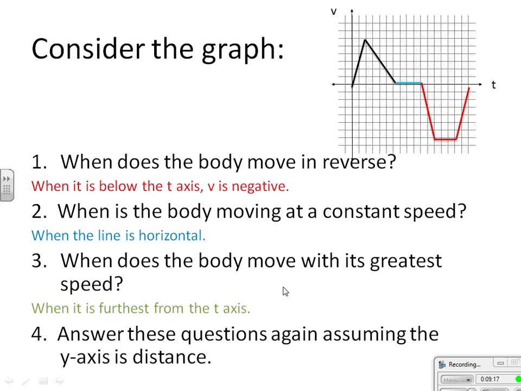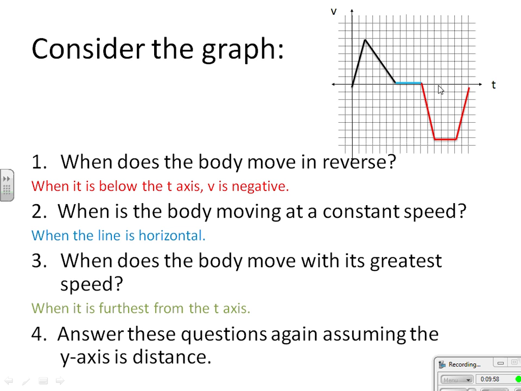When does the body move with its greatest speed? Well, greatest speed would be basically the time that it's furthest from the t-axis or x-axis. So this point here looks pretty high up, but this point down here looks even further away from the t-axis. Since they said the greatest speed, not greatest velocity, I don't care about the sign being negative, right? So this is further from the x-axis than it is up here. So my answer would be all the values of t in between here. I don't have a scale marked on here. I don't feel like counting the boxes, but whatever number this is over to whatever number this is.